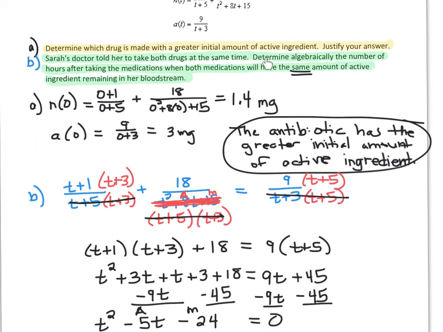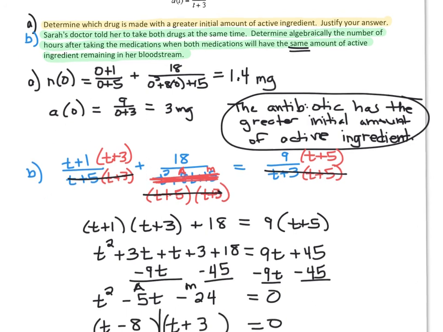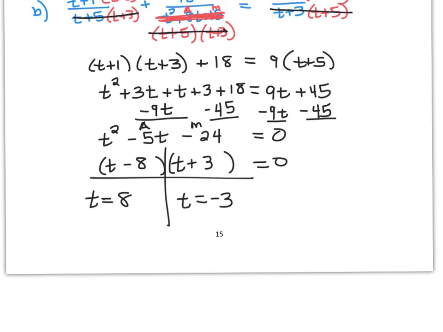So let's see. Determine algebraically the number of hours after taking the medications when both of the medications will have the same amount of active ingredient remaining in our bloodstream. So we're determining the number of hours. We're talking about time here. Now let's look at our answers. We wound up with t equals 8 hours, right? That's our units, hours, or t equals negative 3 hours. Well, this one we can cross off right away because you can't have negative time, right? So it looks like here, this 8 hours is going to be our answer.